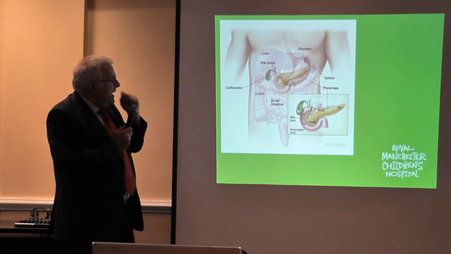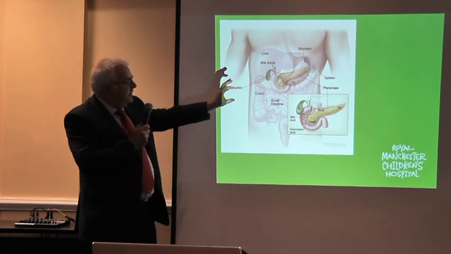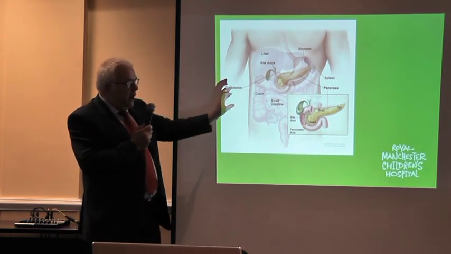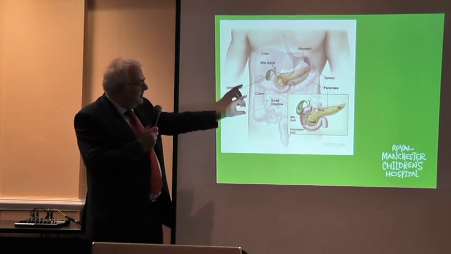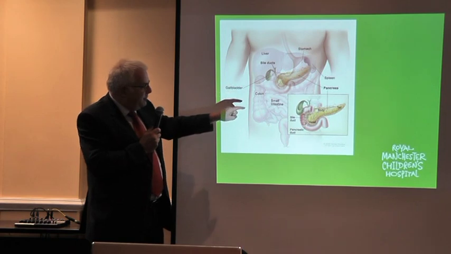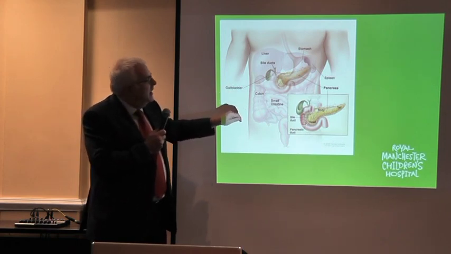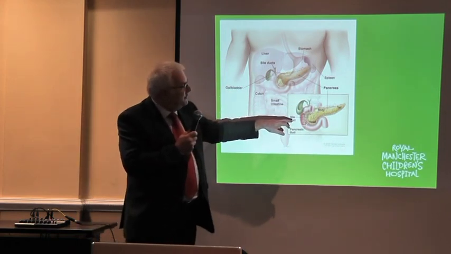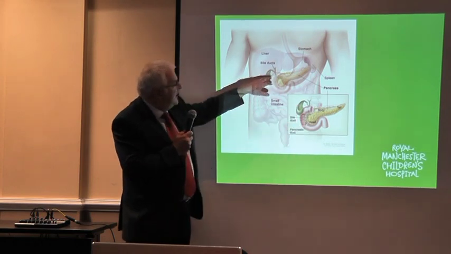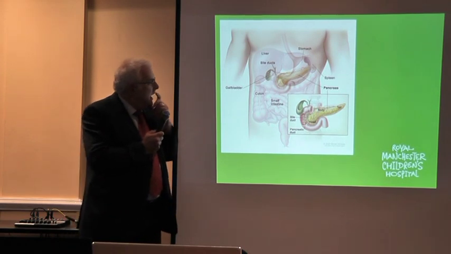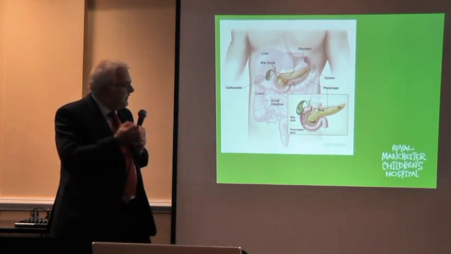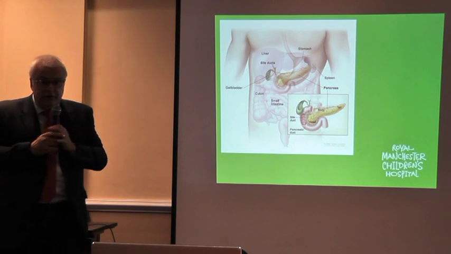And it actually produces a whole load of hormones and compounds. One set of the things that it produces are enzymes which help to break the food down. So it has a little tube that opens out into the gut. But the other thing that the pancreas does is release insulin into the bloodstream.